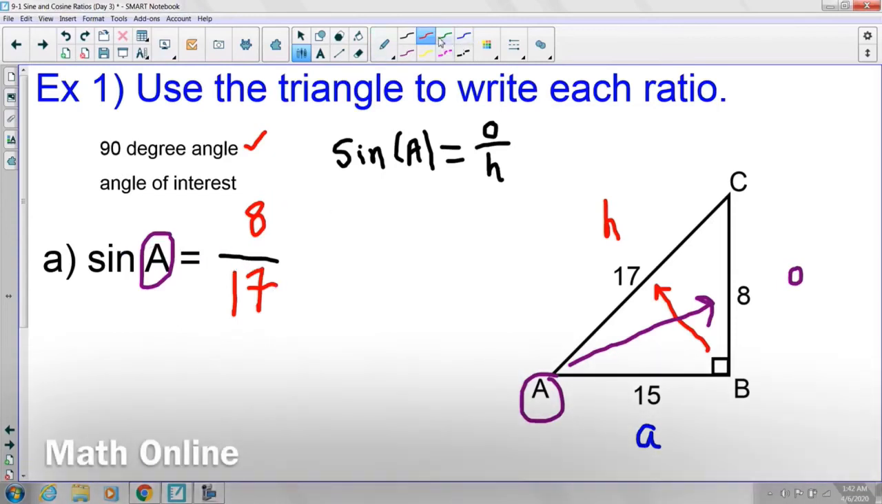So I'm going to go ahead and actually circle the whole thing because I don't want you guys to get confused. I'm going to write the whole thing. There it is. Awesome. Okay, so sine of A is equal to 8 over 17.